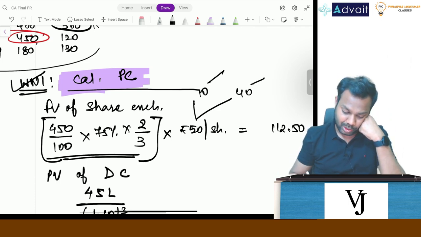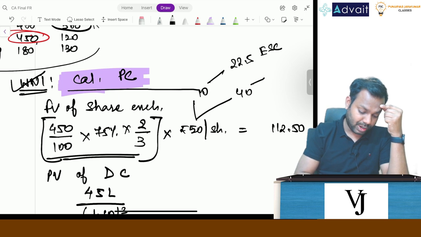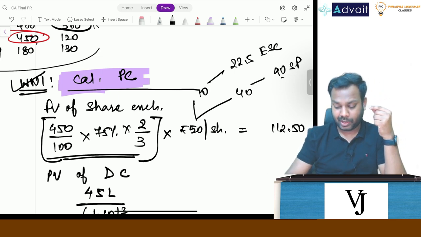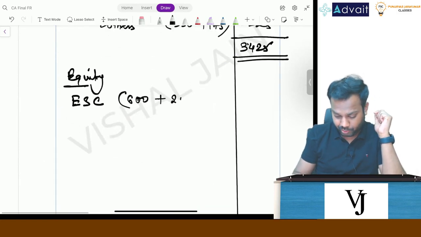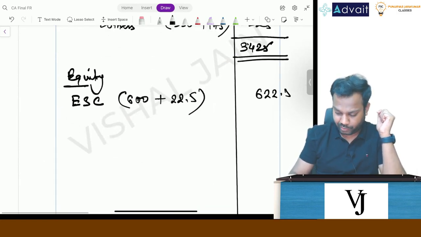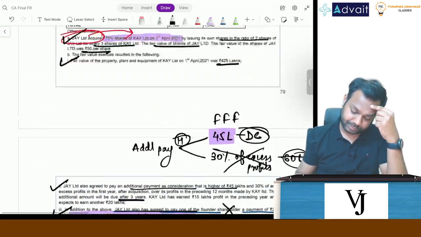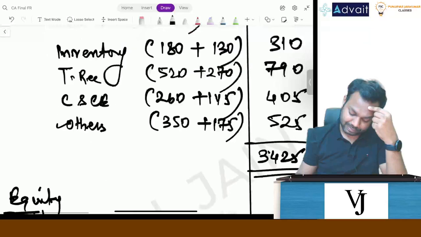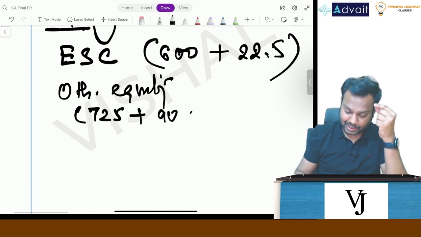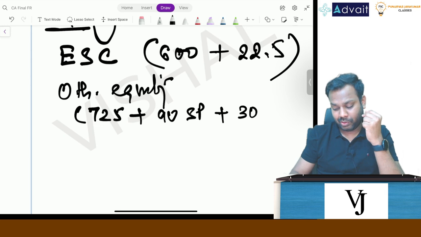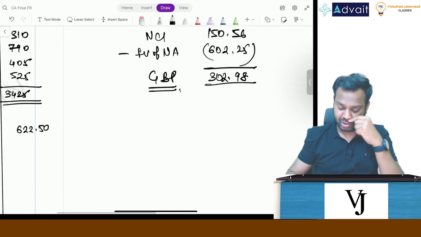So what is the value? 2.25 into 10 is 22.5, which is equity share capital, and 2.25 into 40, that is 90, is securities premium. Okay, so let's add it up. 22.5 is 622.50. Other equity, how much? 725 for the parent, plus 90 as securities premium on issue of shares, plus 302.98 is the gain on bargain purchase. If I'm not wrong, 302.98, right?